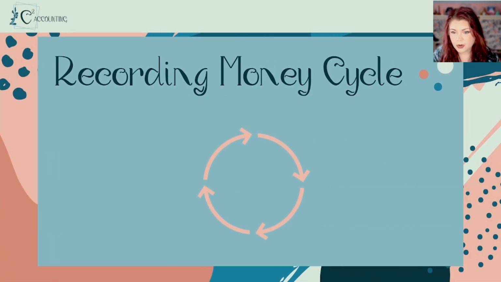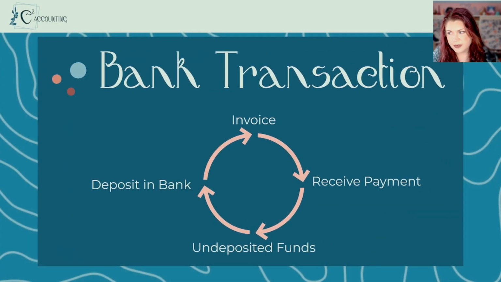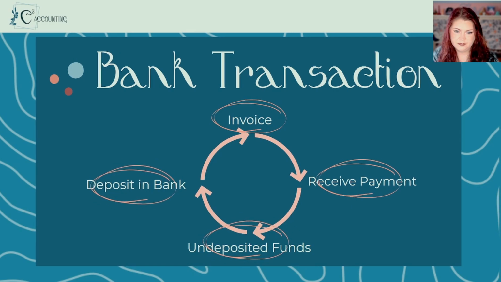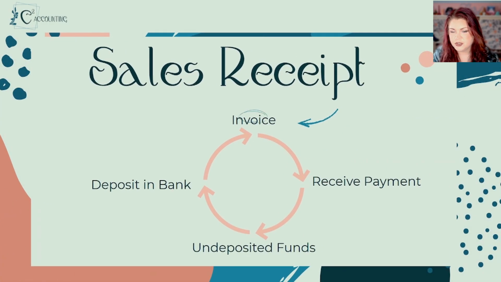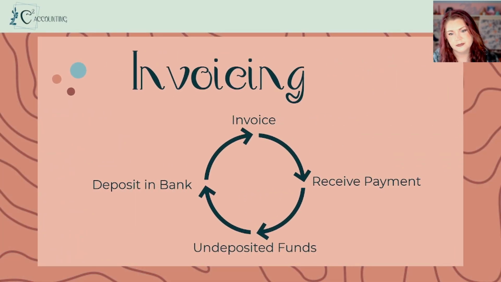In the cycle of recording money, we have this flow: invoice, receive payment, undeposited funds, and then deposit in bank. In option 1, all of these steps are happening all at once. In option 2, where we're looking at the sales receipts, this covers both invoice and the payment step since the money is received at the same time with the receipt issued. And in option 3, we see all 4 of these steps individually.